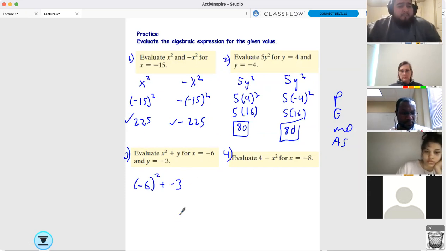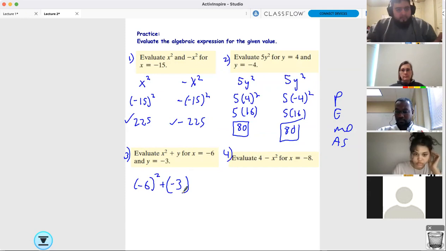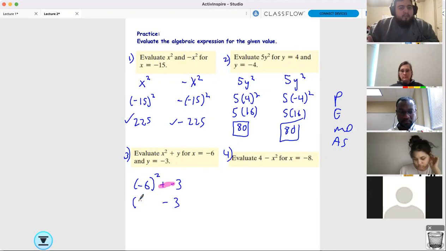So do we have to? No, we don't really have to. Could we though, to separate it? Yeah, we could. But if that's going to confuse you, don't do it. Because we're going to simplify regardless, because we're adding a negative. When we add a negative, that's just the same thing as subtraction. So I'm just going to rewrite that. You see what I mean?